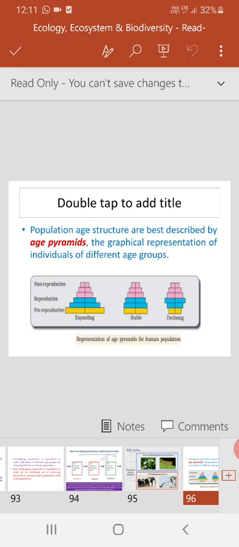Now, population age structure is best defined by age pyramids, and age pyramids are graphical representations of the individuals of different age groups. And what are the different age groups? The pre-reproductive age group, the reproductive age group, and the post-reproductive age group. So it is the graphical representation of these three age groups.